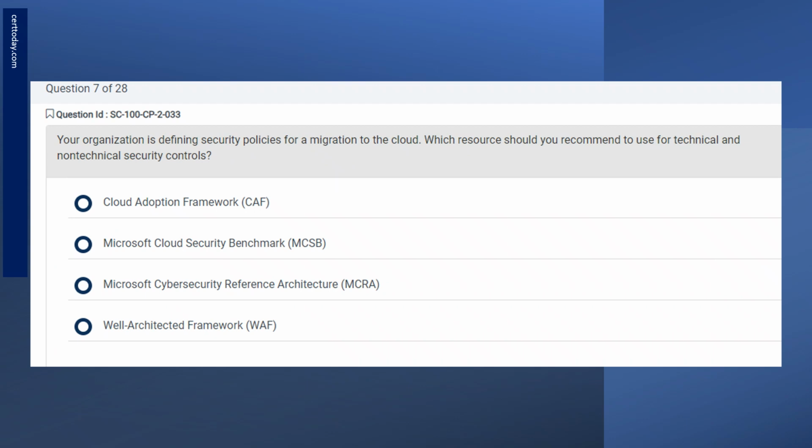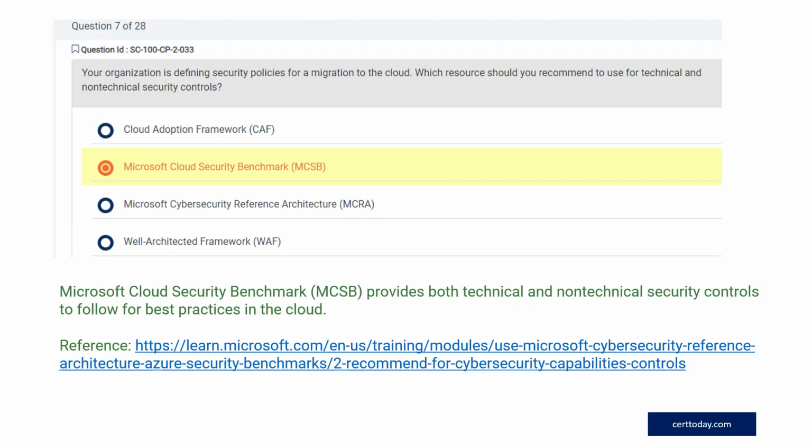Question 7. Your organization is defining security policies for a migration to the cloud. Which resource should you recommend to use for technical and non-technical security controls? Microsoft Cloud Security Benchmark, or MCSB, provides both technical and non-technical security controls to follow for best practices in the cloud.